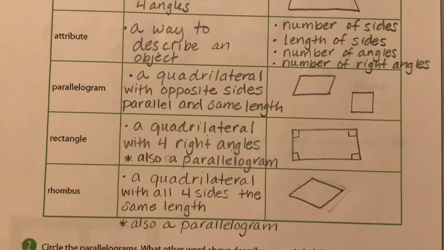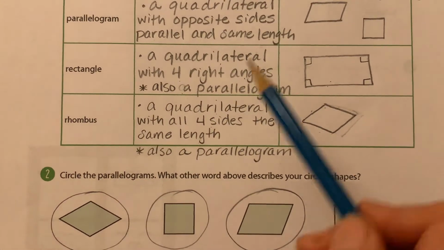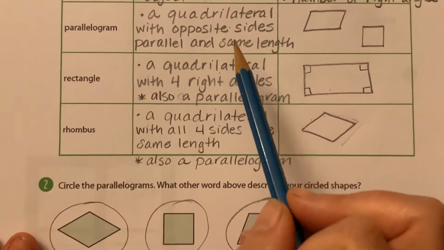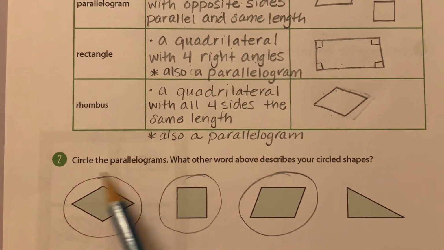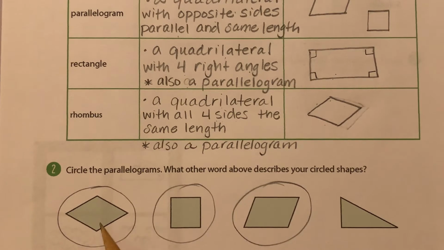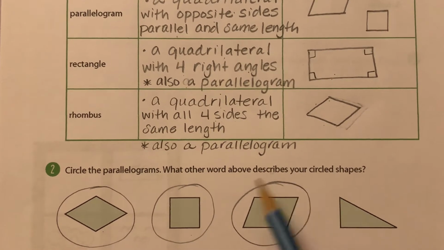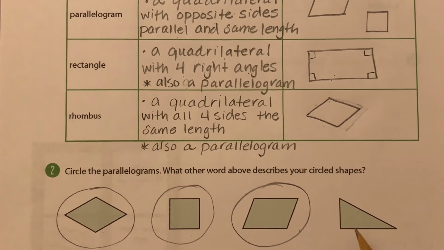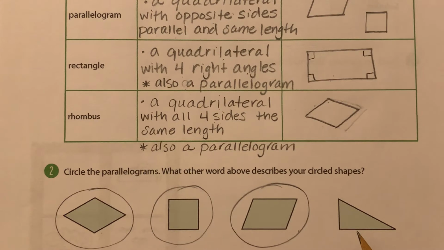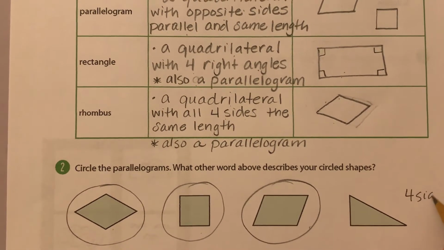Okay, you had to circle the parallelograms. Remember, parallelograms have four sides, and the opposite sides are parallel and the same length. So this is a parallelogram. Our square is a parallelogram. This is a parallelogram. This is not. Why is this not a parallelogram? Well, a parallelogram has to have four sides. It does not have four sides, so it does not have that.